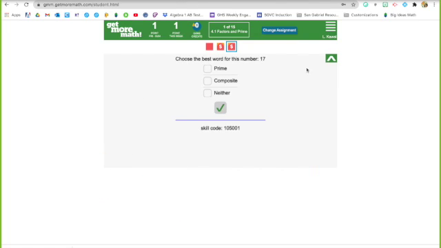Let's look at this question. Choose the best word for this number. So we have number 17, which is actually cool because I think that was one of the questions we got earlier. So is number 17 prime, composite, or neither? We do know that 17 cannot be divided by any number other than 1 and itself. So I'm going to say that this is a prime number.